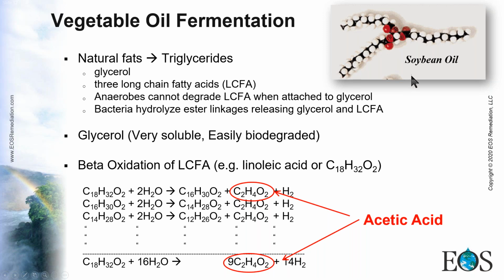Typically, natural fats have about 18 carbon atoms in them. So what first happens when you add these materials to the subsurface is that bacteria begin to break down the soybean oil. They hydrolyze the linkage between the glycerol and the long chain fatty acid, and they release that long chain fatty acid to solution. And they also release the glycerol.